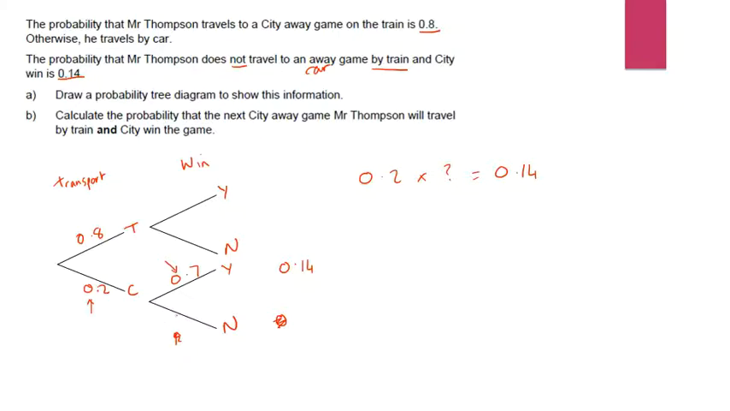And that helps me now fill in the rest of my tree diagram. So the probability that City do not win is 0.3. And we fill in the same values at the top here. So there's my tree diagram all filled in, part A.